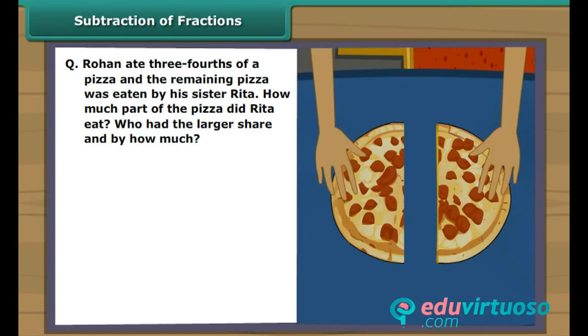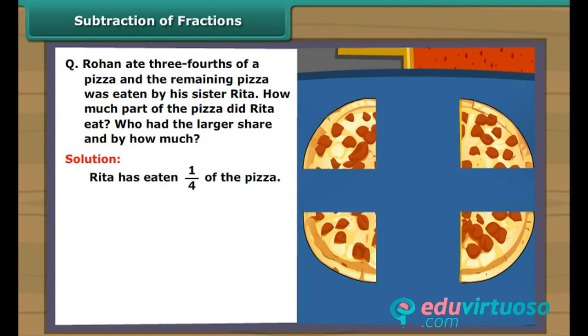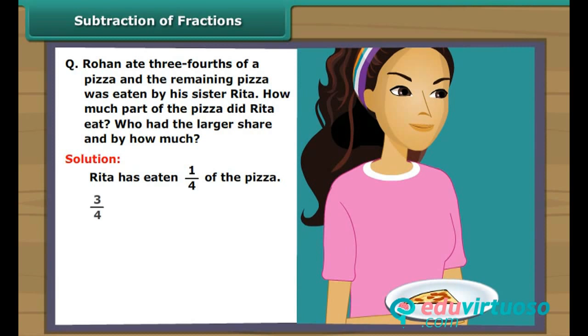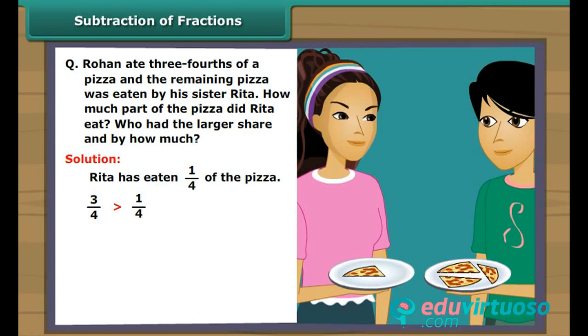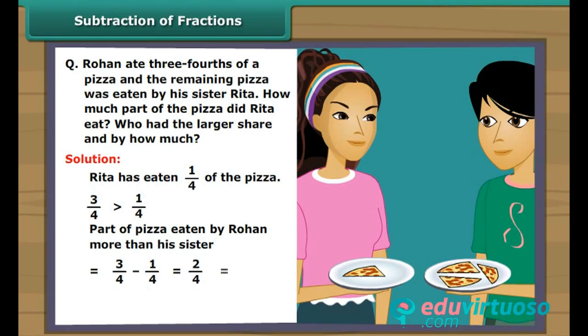Look at the figure. It shows that Rita has eaten 1/4 of the pizza. Comparing 3/4 and 1/4, we find that 3/4 is greater than 1/4. Thus, Rohan has larger share of pizza than Rita. On subtracting 1/4 from 3/4, we get half. Thus, Rohan ate half of the pizza more than his sister.